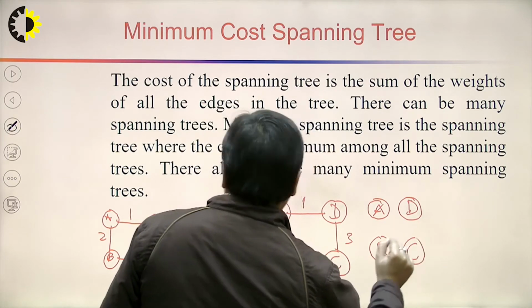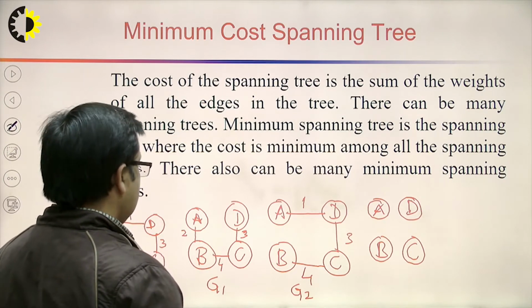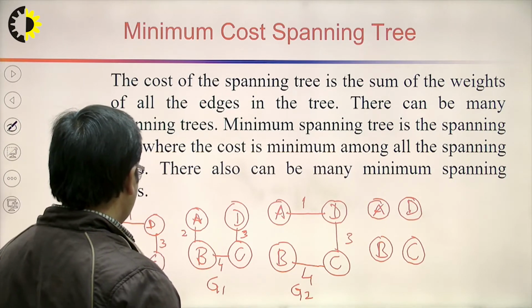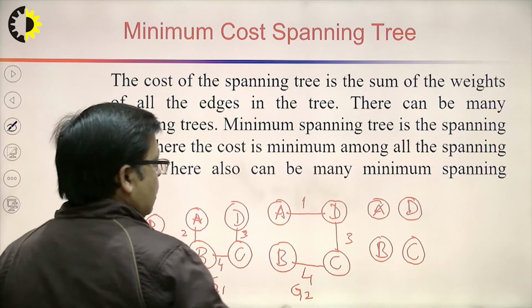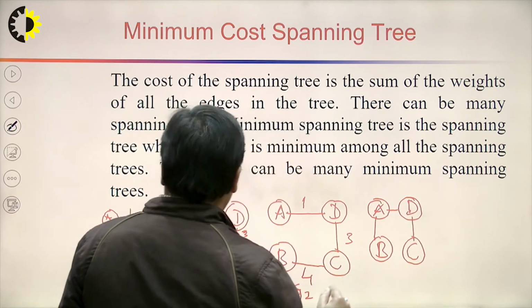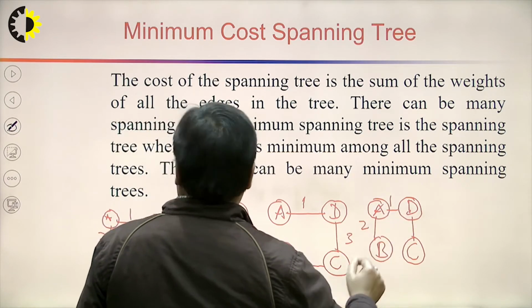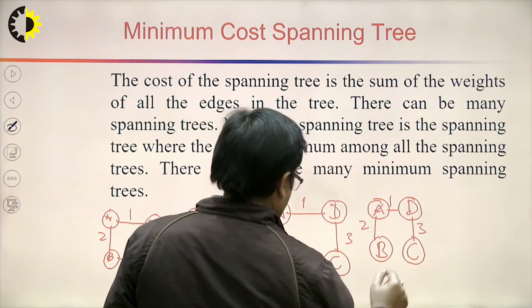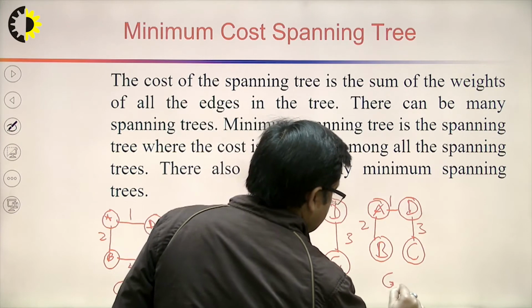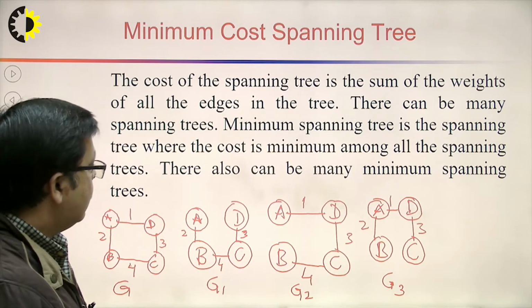We can see we have removed A to D and we have removed A to B. Now we are removing B to C. So this is the graph, and the weights are 2, 1 and 3. Let us say this is G3. This is another version of the graph.